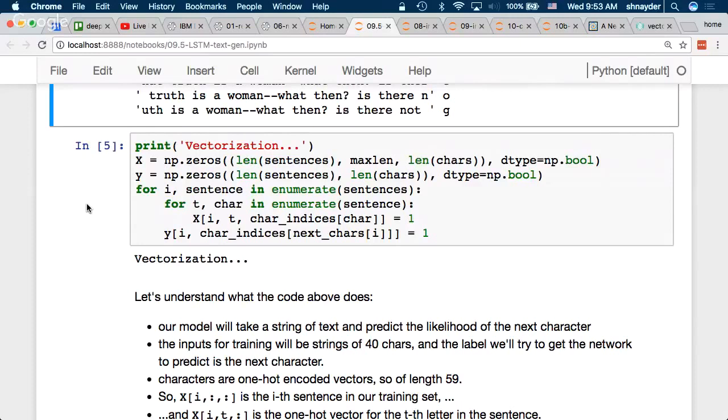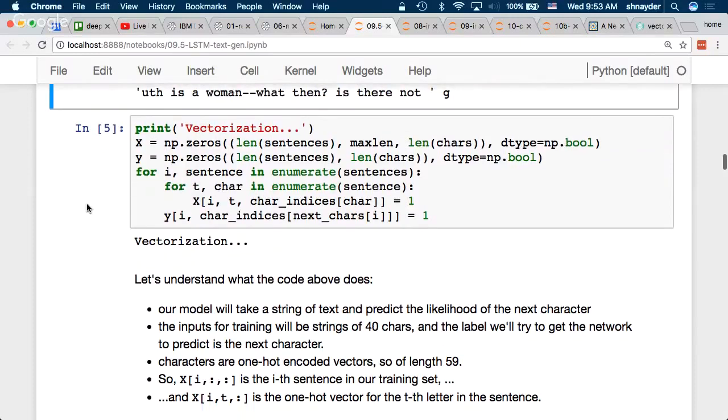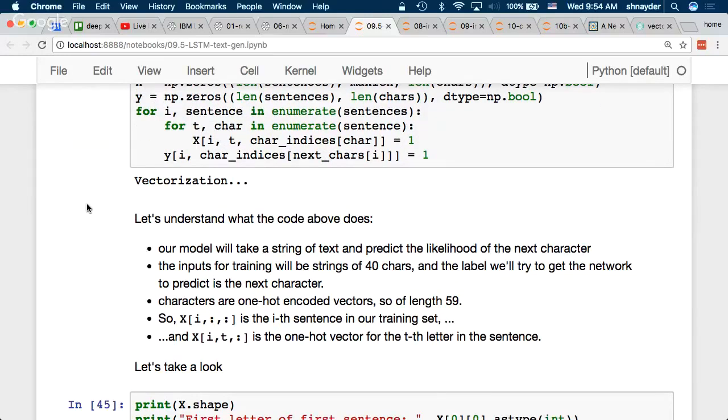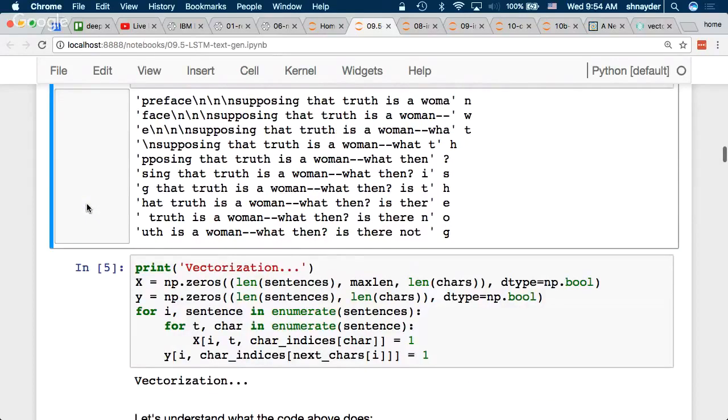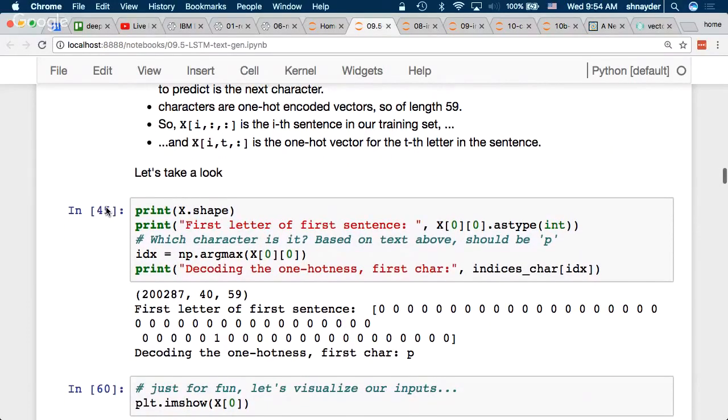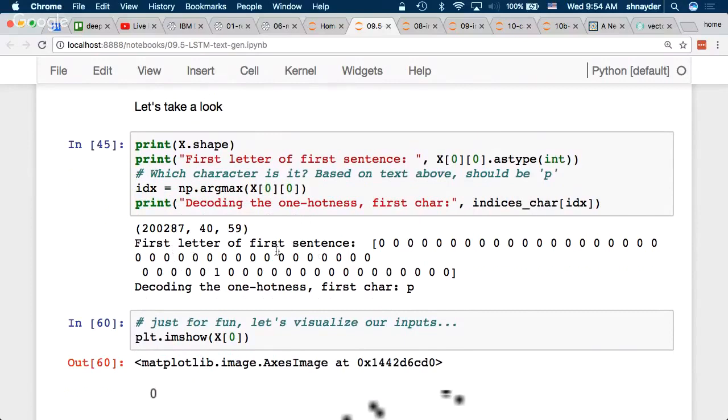What's happening here? Right. Oh, right. So there's no embedding. We're just doing a one-hot encoding for the characters. So we're going to replace each character with a vector of length, whatever it was, 59. So we're going to have these giant, well, not that giant, 40 by 59 matrices for each of these. Each sequence is going to have a one-hot encoded vector for each letter. So we do that. Here's the first letter of the first sentence, right? A whole bunch of zeros and the one here somewhere.